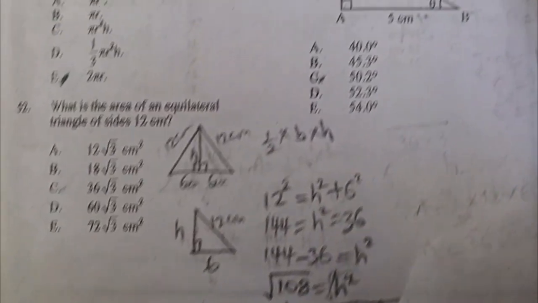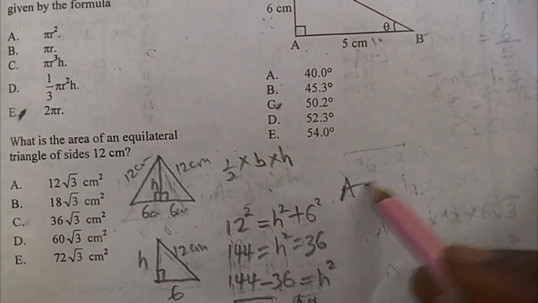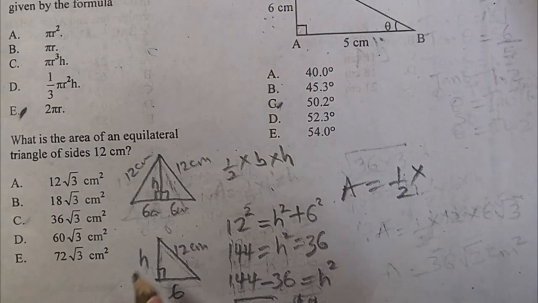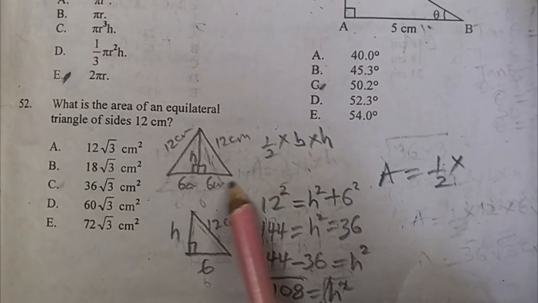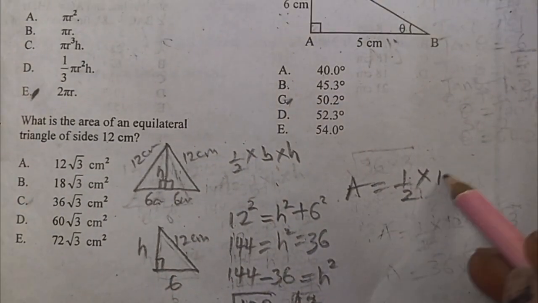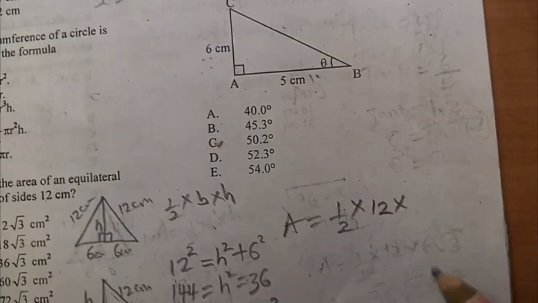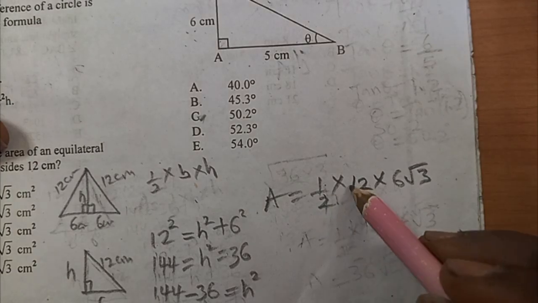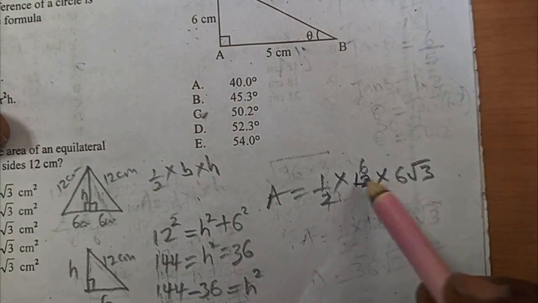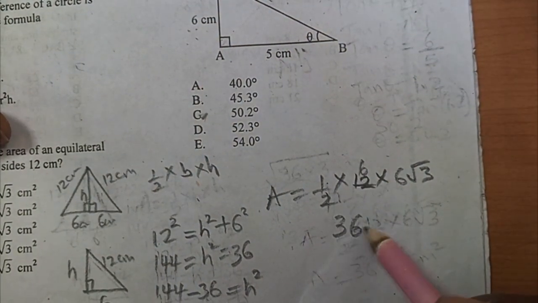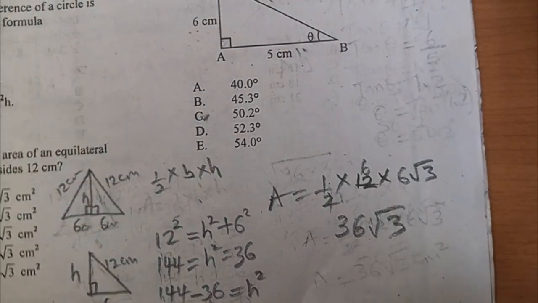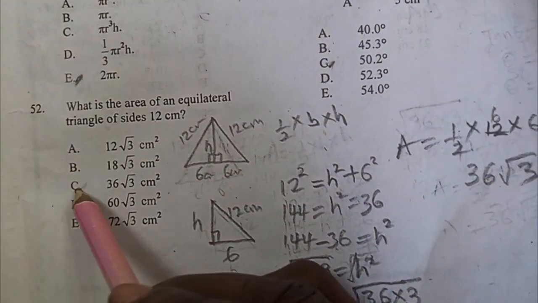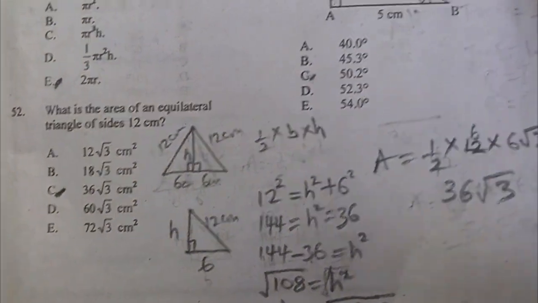Now, going back to the area is half times base. The base is this. The entire of this place is our base, which is 12. Then times the height we just got, which is 6 root 3. So we can call 2 here 1, 2 here 6. Then 6 times this 6 will give us 36 root 3. That's option C. Okay, option C.